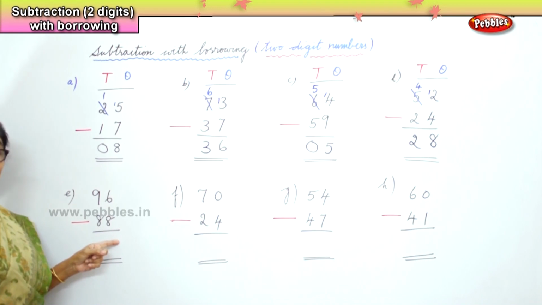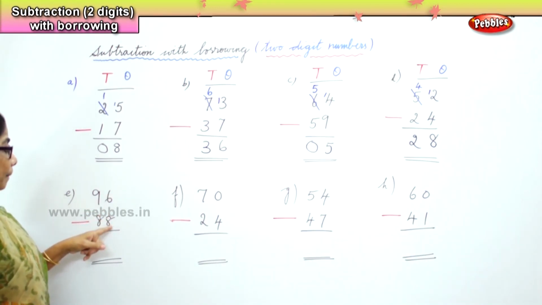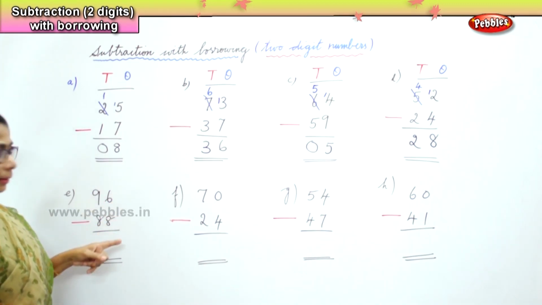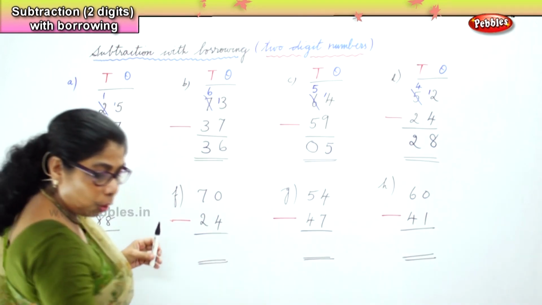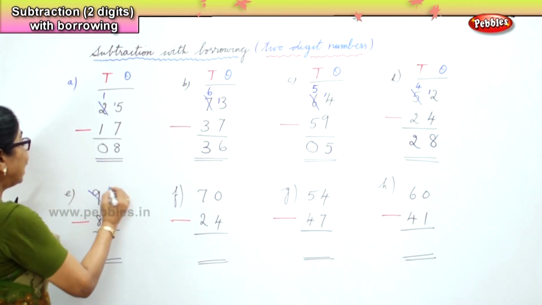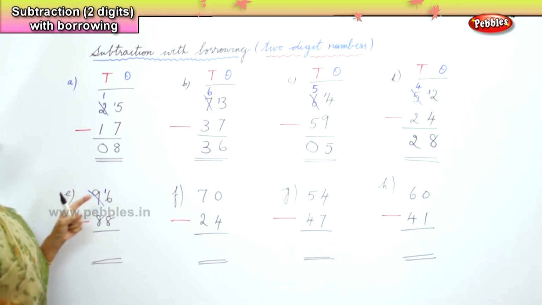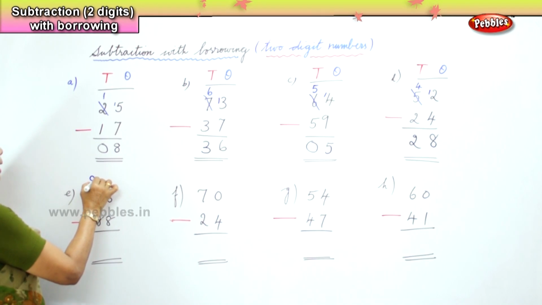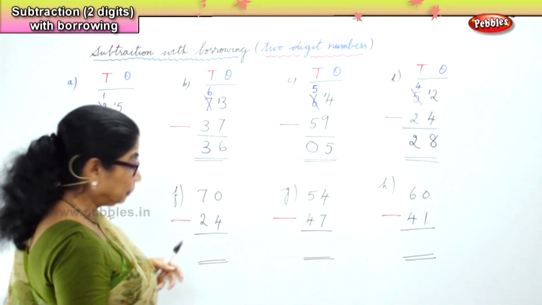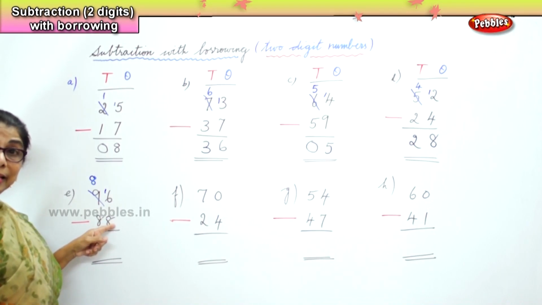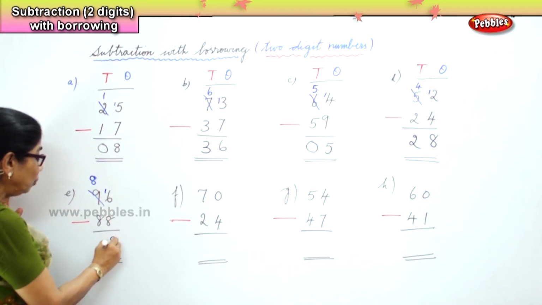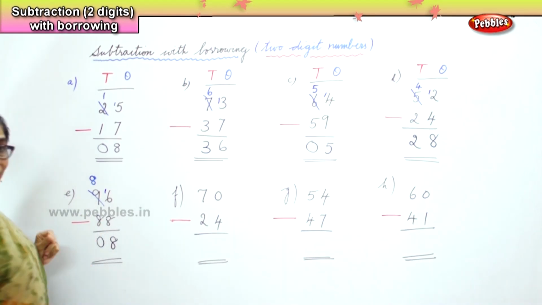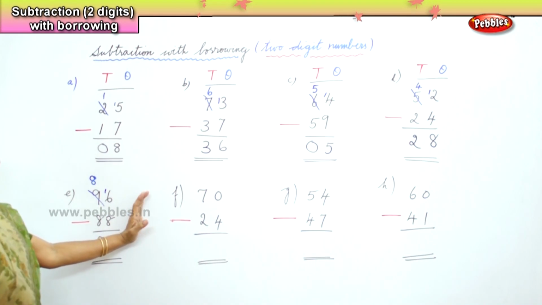96 minus 88. Now you have a big number below and a small number on top. You cannot say 6 minus 8. No. You have to borrow 1 from the tens place, and then that 1 ten will become 10 plus 6, 16. 9 take away 1 is 8. So now 16 minus 8 is 8. Very good. 8 take away 8 is 0. Alright? We go to the next sum.